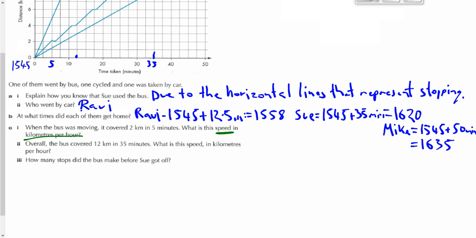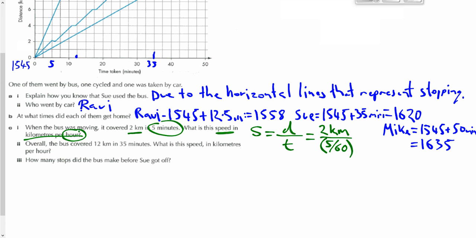Now we have a speed question. So if we have a speed question, we should remember that speed is equal to distance over time. Okay, so this is going to be equal to the distance traveled, which was 2 kilometres, over the time. Now the time's been given in minutes, but the answer we've been asked to give is in hours. So how many hours is 5 minutes? Well, there's 60 minutes in an hour, so I can say that 5 over 60.